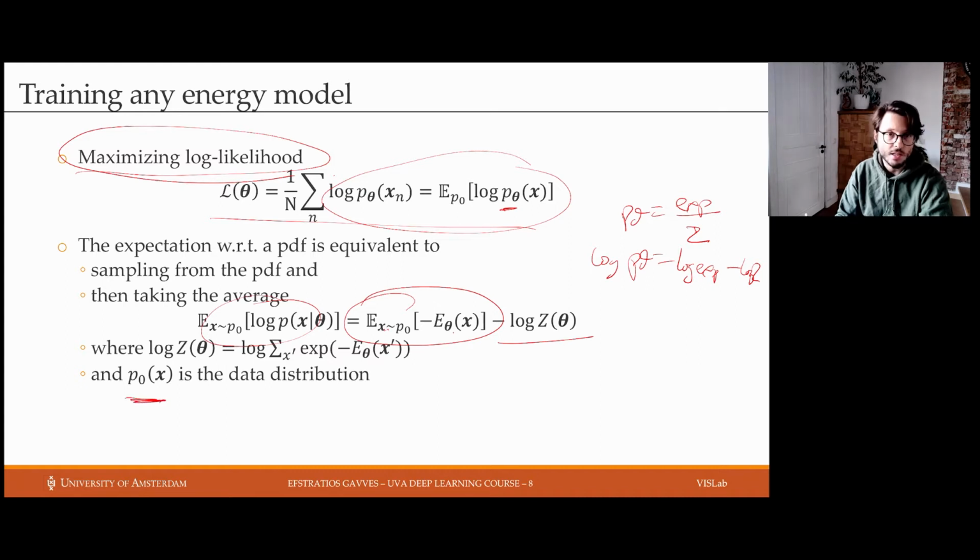P0 here stands for the data distribution. So basically, when I say I'm sampling from my P0, or from the data distribution, it means I simply take a random image from my training set. This is it.